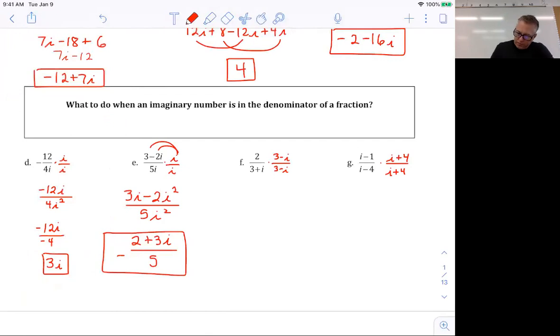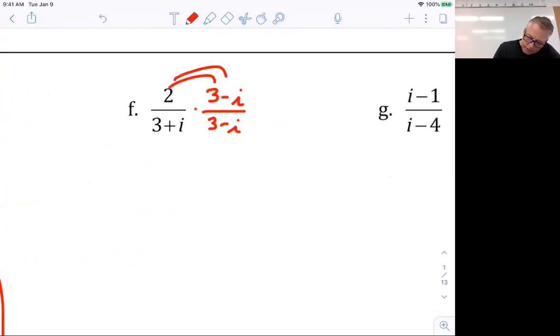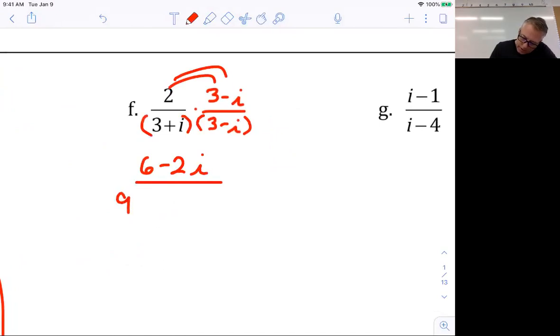So to do F, I'm going to distribute the 2. So I get 6 minus 2i. And on the bottom, I have to FOIL. I get 9 minus 3i plus 3i. Those are going to cancel. That's why we changed that sign in there. And then minus i squared.